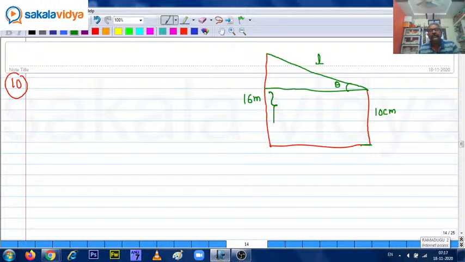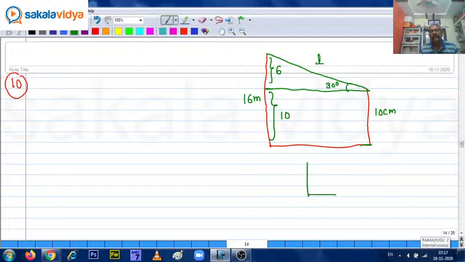So obviously this distance will be 10. Total is 16. Obviously this will be 16 minus 10. This will be 6 itself only. Okay. Right. So this is making an angle. How much angle is it making? 30 degrees. Now separate this triangle.